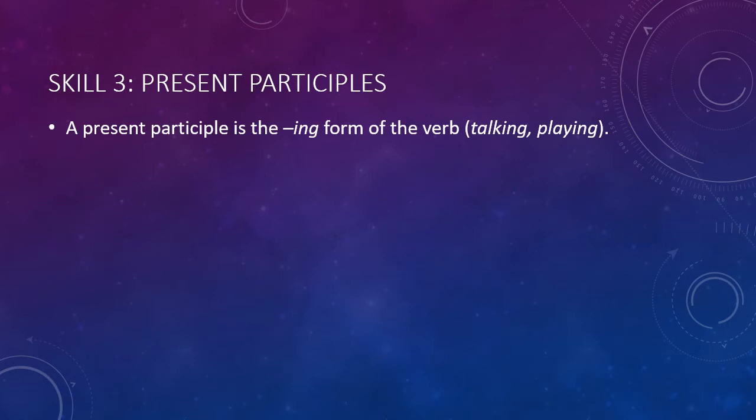All right. Now let's take a look at skill number 3, present participle. What are present participles? Okay, a present participle is the ing form of the verb. For example, talking, playing, eating, watching, sleeping. All of them are present participles. So the ing form of the verb is called present participle.